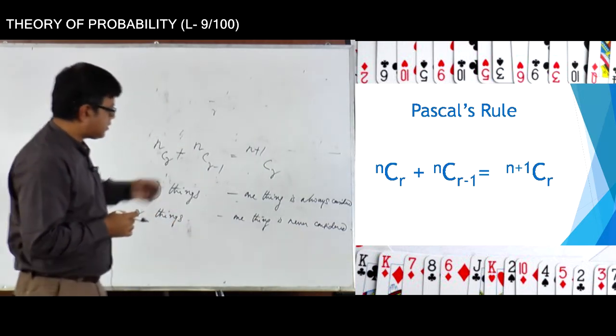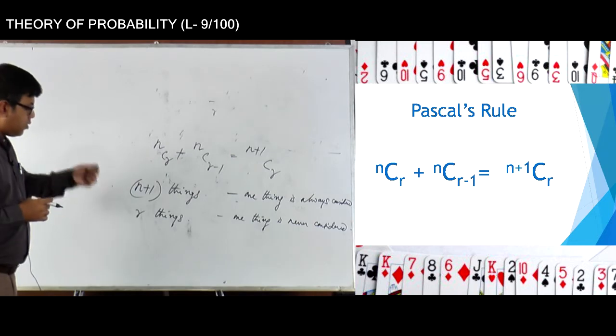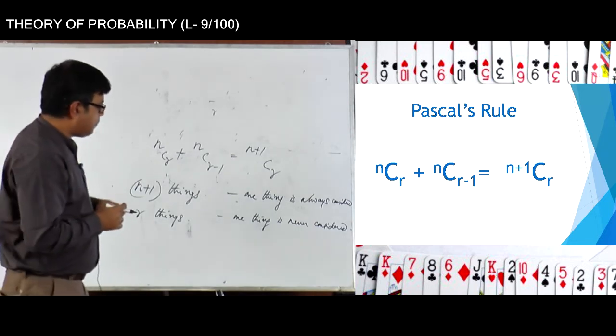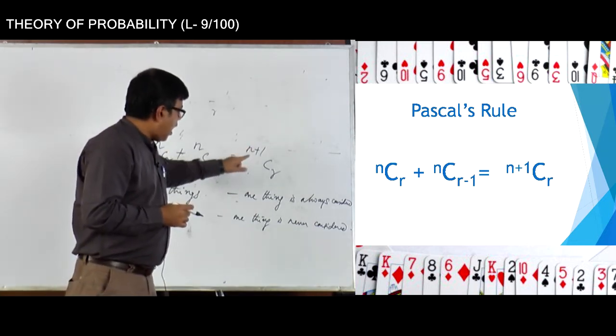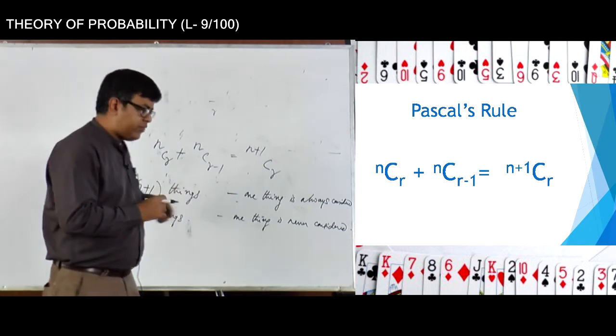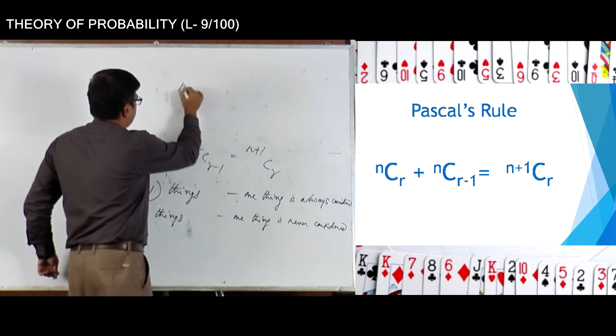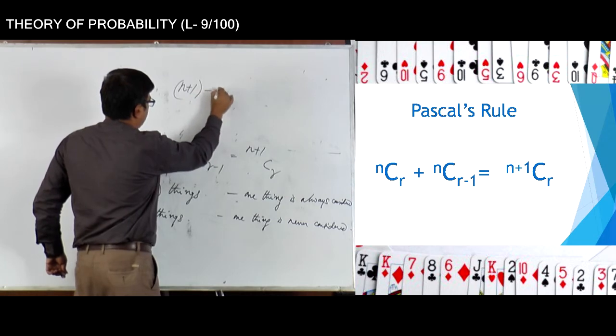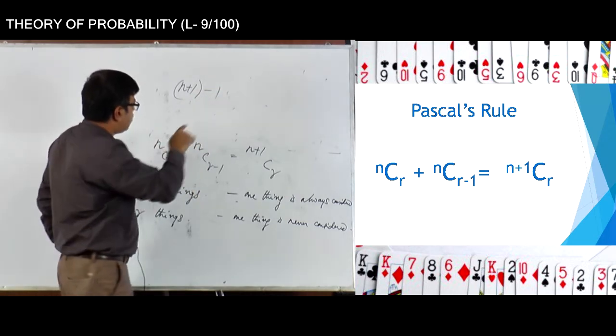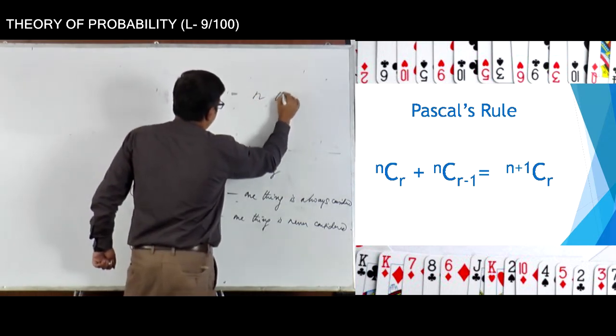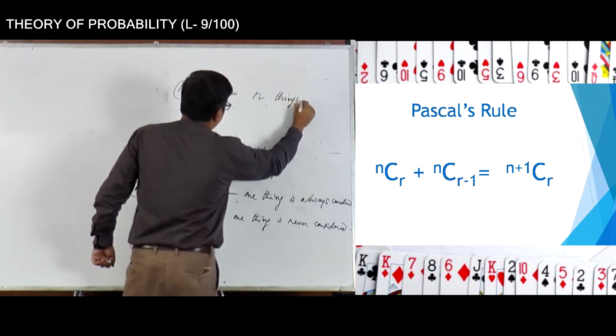Now, let us consider the first case, when one thing is always considered. When you are always considering a particular thing, how many things do you have? You have n plus 1 things. So you leave aside that one thing which you are always considering. You are left with how many things? You are left with n things.